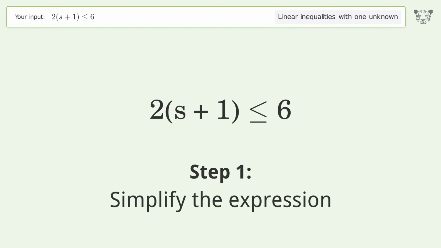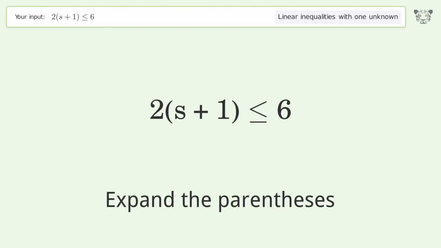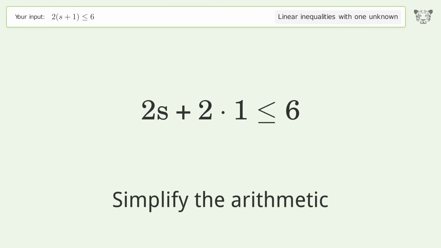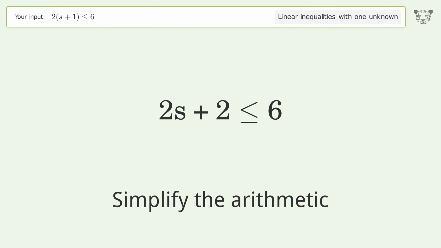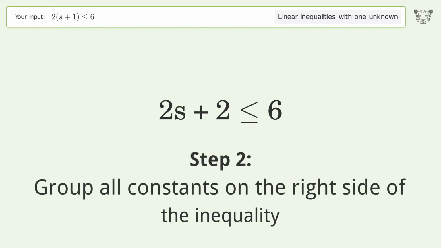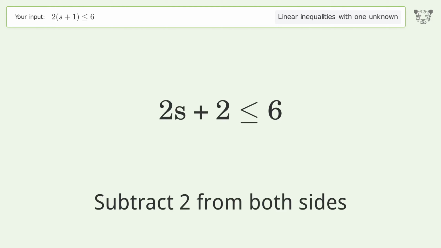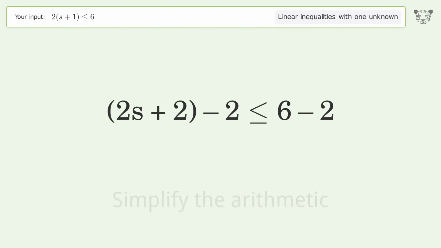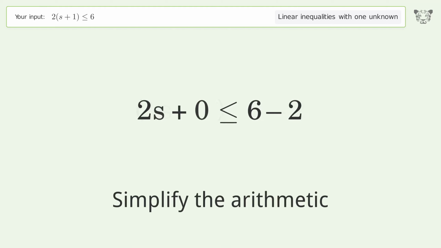Simplify the expression. Expand the parentheses. Simplify the arithmetic. Group all constants on the right side of the inequality. Subtract 2 from both sides. Simplify the arithmetic.